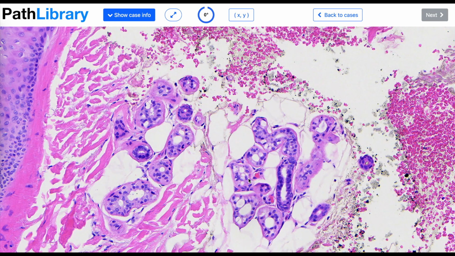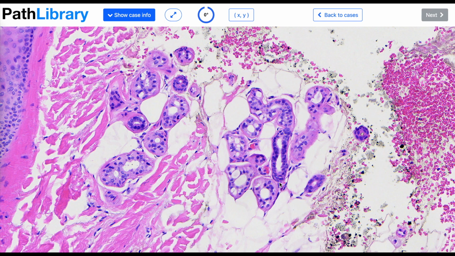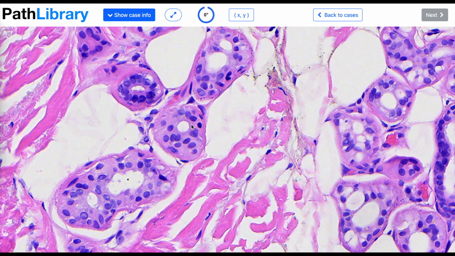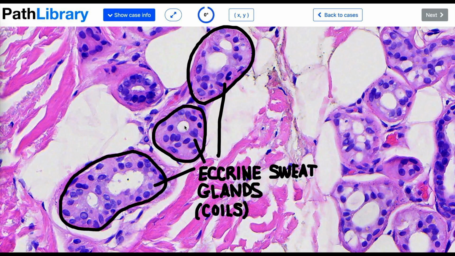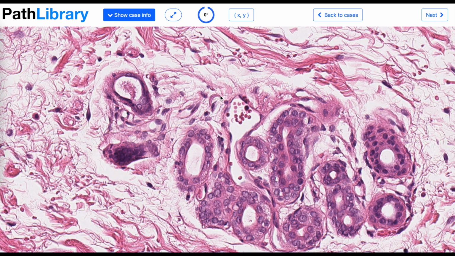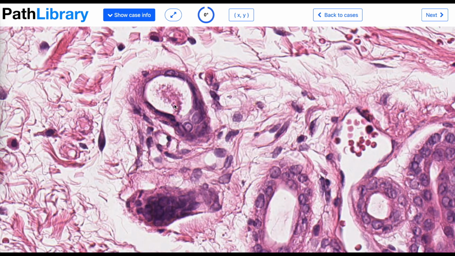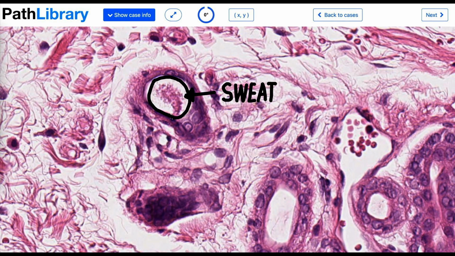Finally, I wanted to talk about another structure located in the dermis, or even in the subcutis in this case. But we have these circular structures with these clear lumens. Eccrine sweat coils are structures that secrete sweat. Let's take a look at some more. So this is a different section of skin, slightly different staining. You can tell it's more eosinophilic overall. But in this case, we have more eccrine sweat coils. And this one actually has some sweat that you can see. This is this granular eosinophilic material.